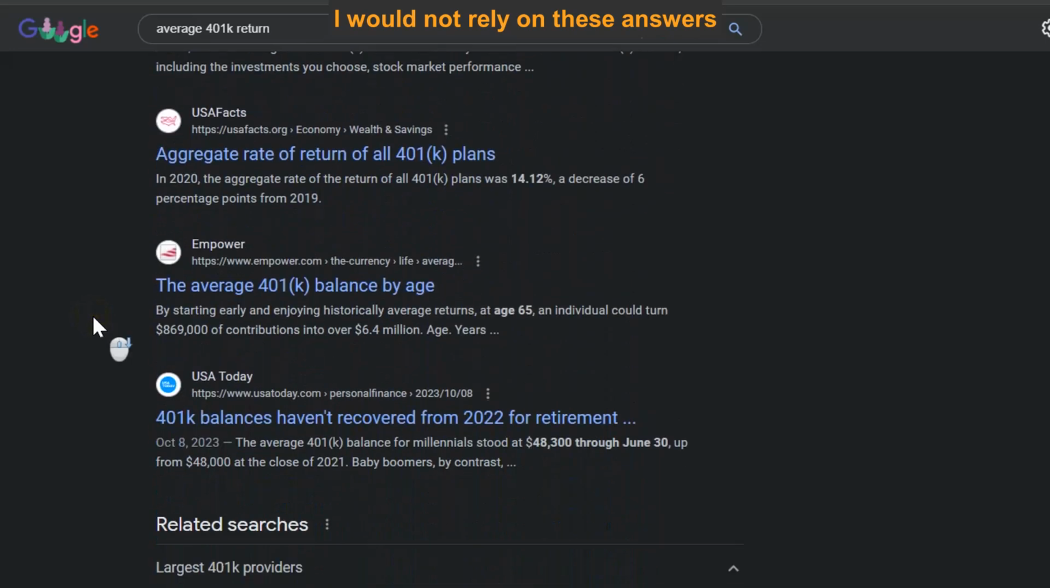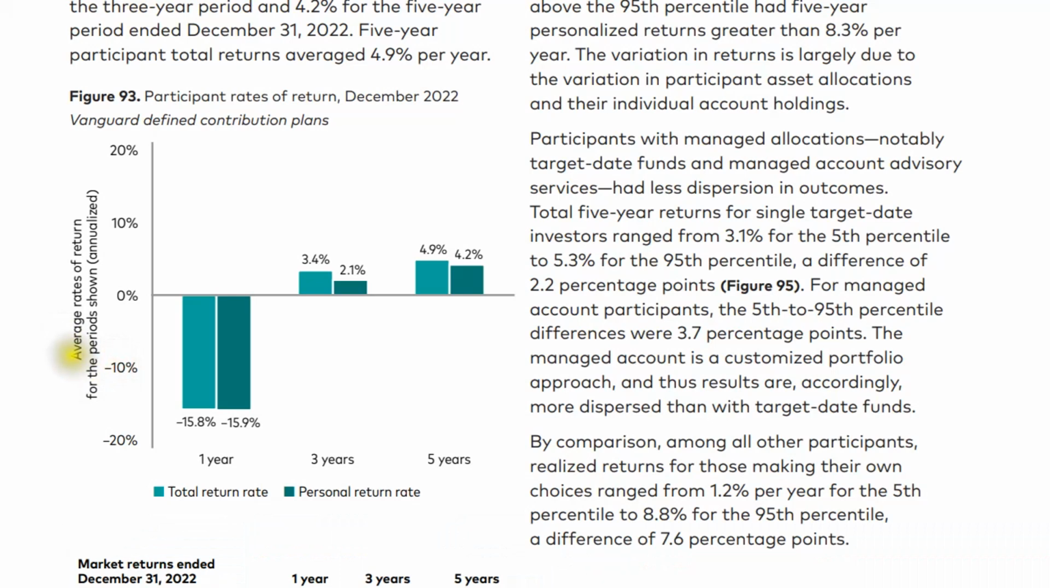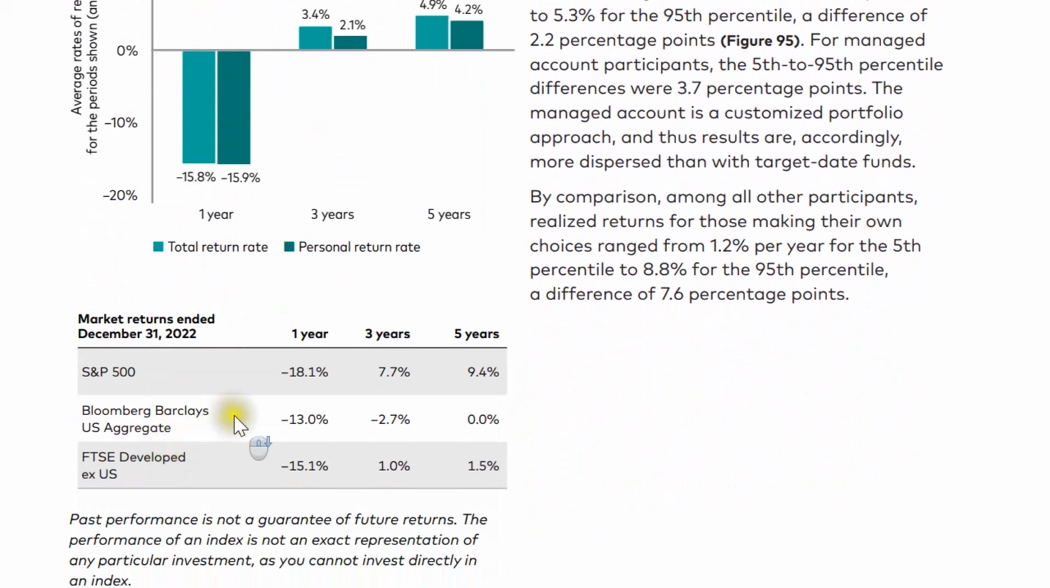Fortunately, there are at least 2 sources you can consult for some insight. For example, the most recent data from Vanguard shows a personal rate of return in retirement plans of about 4.2% per year over the most recent 5-year period available. But that information is a little bit dated. It was negative 15.9% for the previous 1-year period.